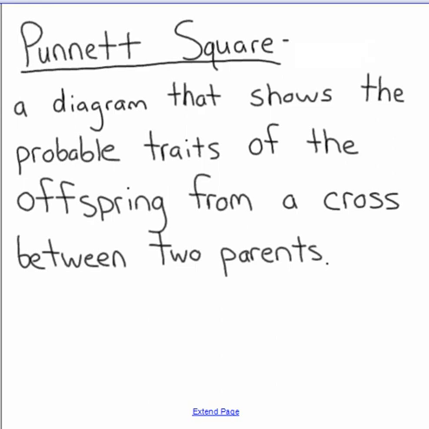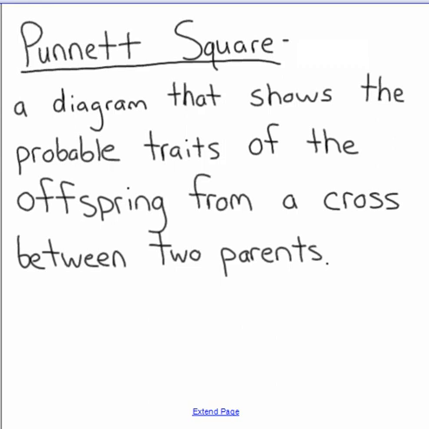First question that you should have is, what is a Punnett square? A Punnett square is used in genetics, and it is a diagram that shows the probable traits of the offspring from a cross between two parents. So just to be clear, when I say the word cross, that is a fancy word in genetics for if these two parents have sex. We're talking about sperm meeting egg, so what are their kids going to look like if they create offspring?